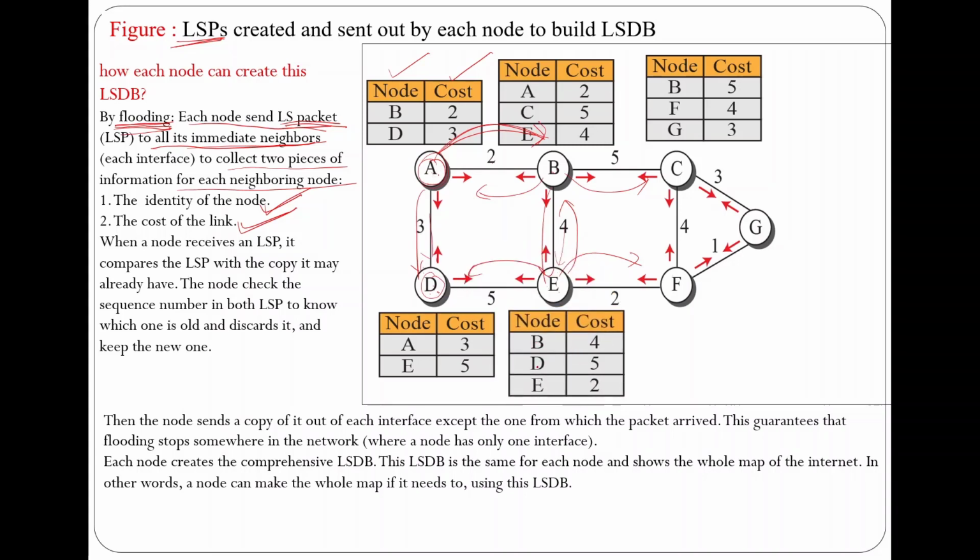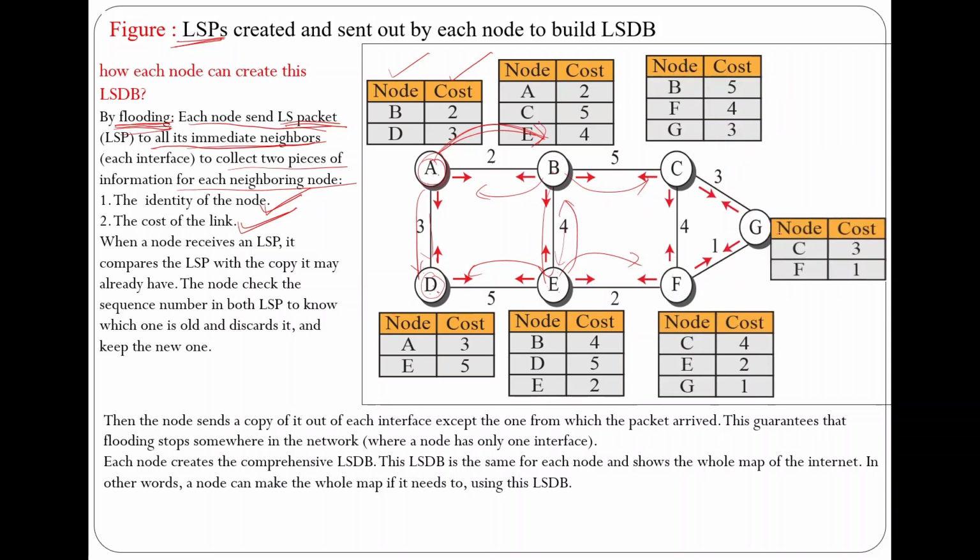Similarly for every node, the flooding will happen to the immediate neighbors. Those immediate neighbors will contain the information about the node identity as well as the cost value, the path, the least cost or whatever we call it. So this thing will not happen in the case of the distance vector algorithm.